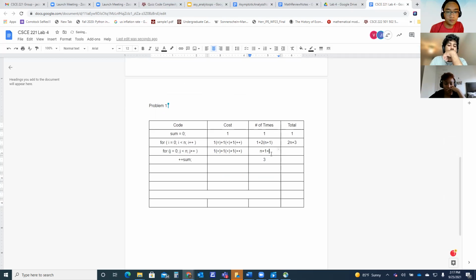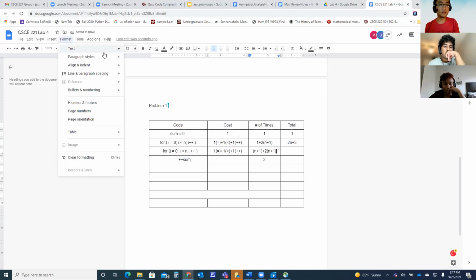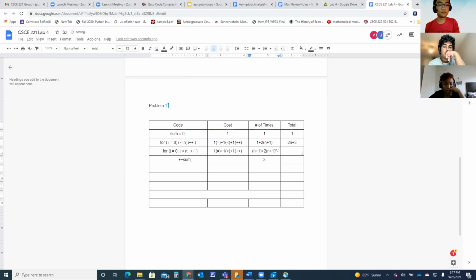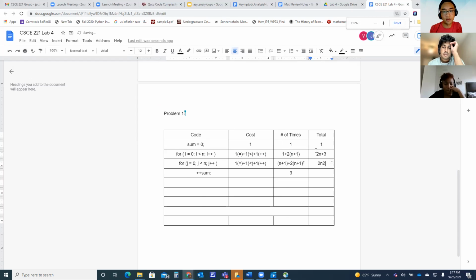Okay, so I'll put parentheses around it, just to make it look nicer. Then we're going to run the right side twice, but this time it's going to be n plus 1 times for this, but then it's also running this for loop n plus 1 times. So it's n plus 1 squared. And then we can superscript. There we go. I think the shortcut was control plus. That's 2n control plus squared. Oh, that did not work.